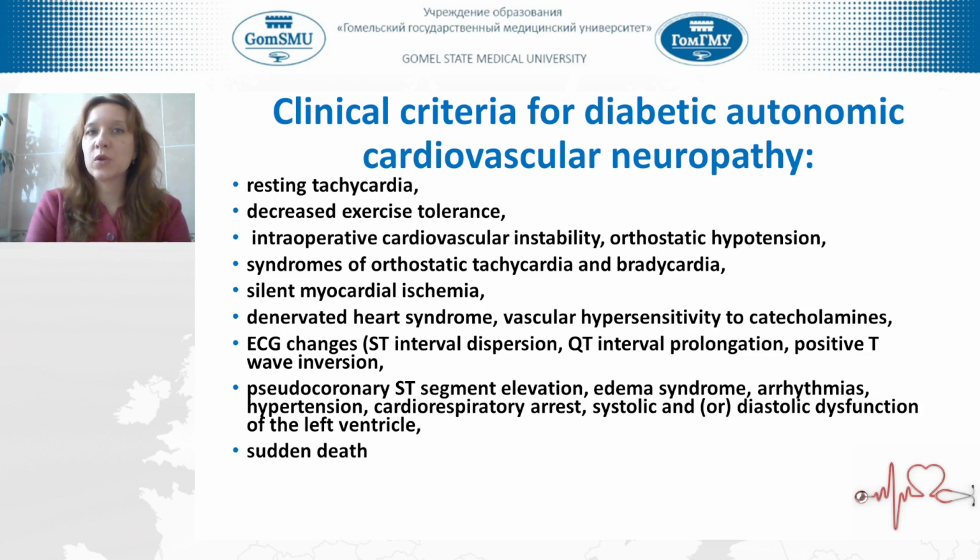Clinical criteria for diabetic autonomic cardiovascular neuropathy: resting tachycardia, decreased exercise tolerance, intraoperative cardiovascular instability or orthostatic hypotension, syndromes of orthostatic tachycardia and bradycardia, silent myocardial ischemia, denervation heart syndrome, vascular hypersensitivity to catecholamines, ECG changes such as ST interval depression, QT interval prolongation, positive T-wave inversion. It can be prosecutionary, ST segment elevation, edema syndrome, arrhythmias, hypertension, cardiorespiratory arrest, systolic and diastolic dysfunction of the left ventricle, or sudden death.